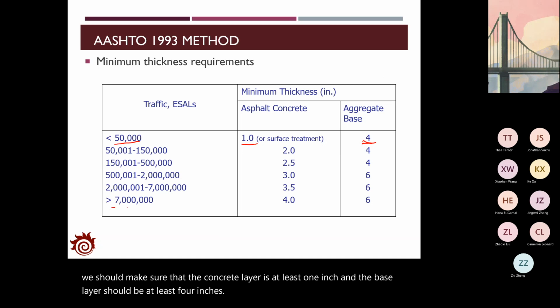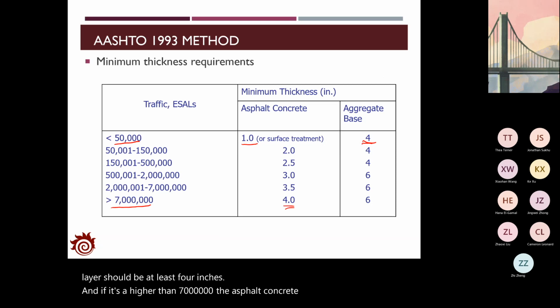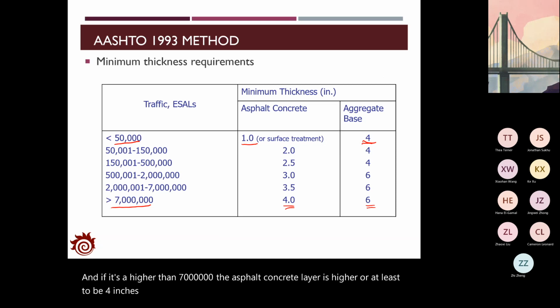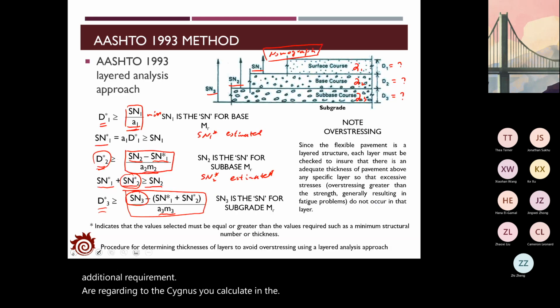And if it's higher than 7 million, the asphalt concrete layer should be at least 4 inches, and the aggregate base layer should be at least 6 inches. This is an additional requirement regarding the thickness you calculate based on the structure number.